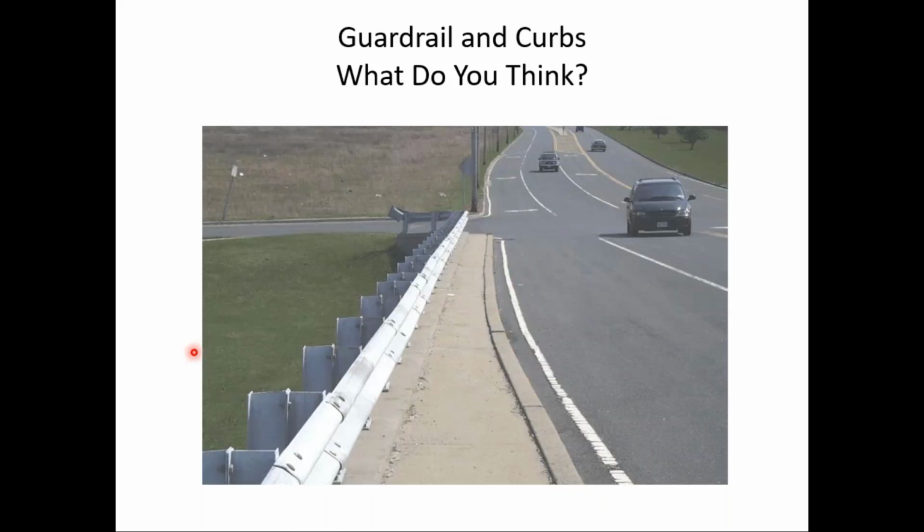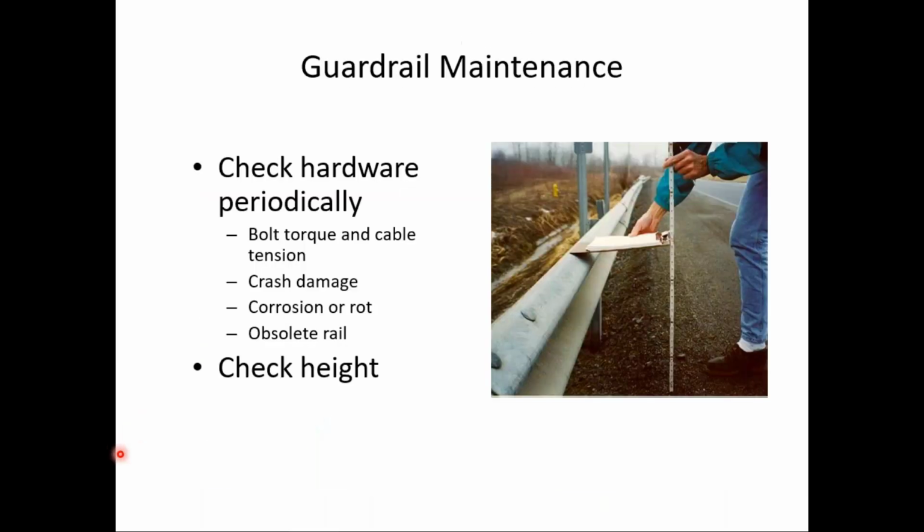So the basic rule of thumb, if you have guardrails and curbs, is that the curb should be flush with or behind the guardrail so that the vehicle will not strike the curb before it strikes the rail because of the adverse consequences that the curb can cause. Need to check hardware periodically, or check for crash damage, for corrosion or rotting if it's wooden posts. Check the bolt torque and cable tension. Check the height.